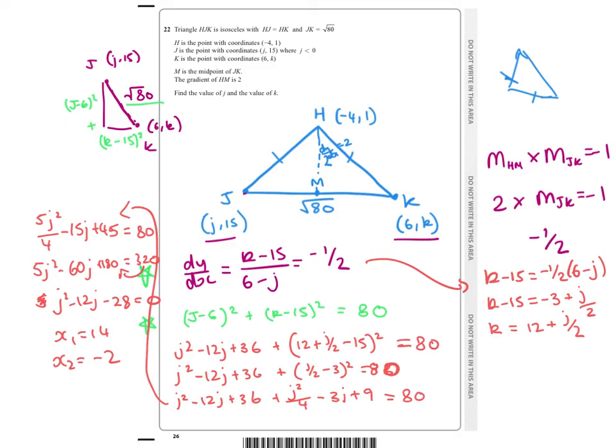It says in the question that j is less than 0. Brilliant. So we're going to use this one. So we're going to reject the positive. So reject. Right, so j equals minus 2 and k equals 12 plus minus 2 over 2. So k equals 11. Brilliant. Question complete.